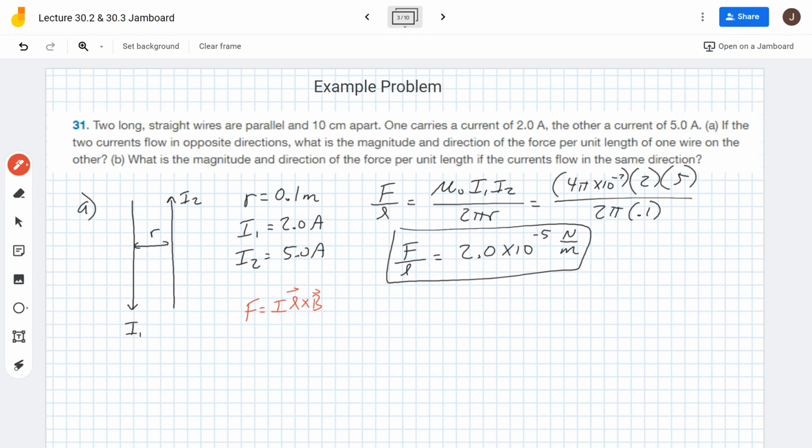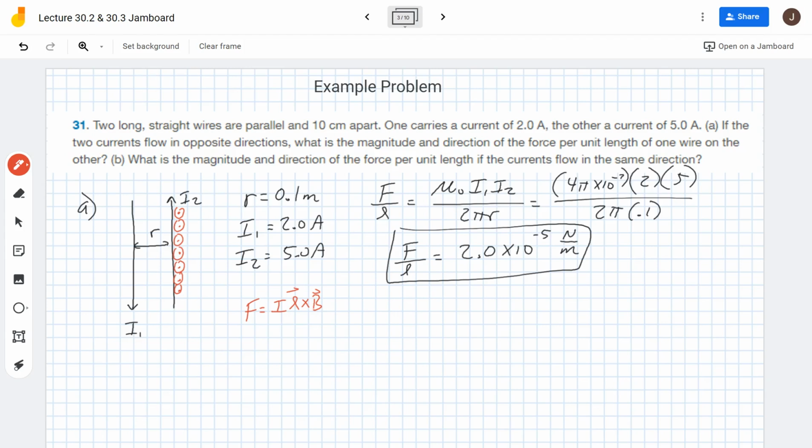All right, so if the current for I1 is downwards, to figure out the direction of the magnetic field that I1 creates at I2, you're going to use the right-hand rule. You put your thumb in the direction of I1, and then you curl your fingers around, and you'll see that the magnetic field at I2 should be coming out of the page. I'm just going to draw it with the symbol that represents out of the page.